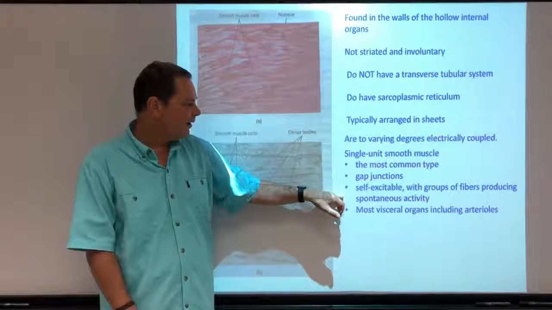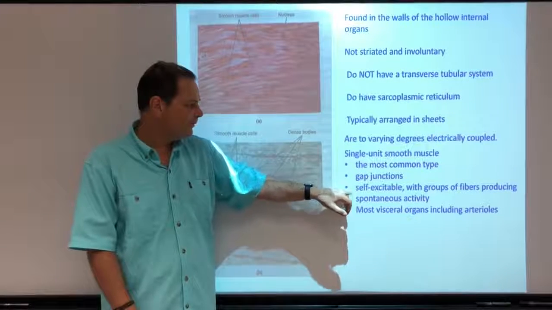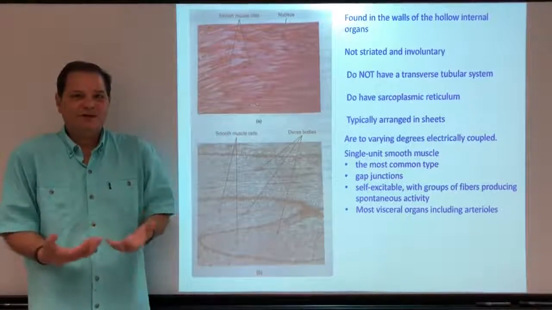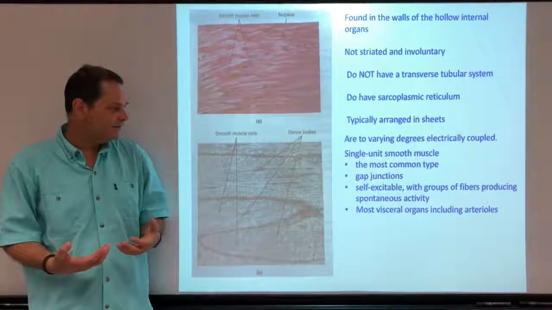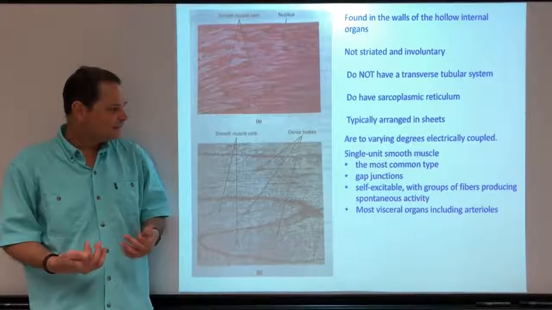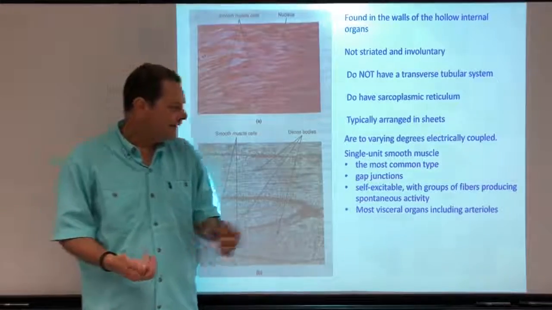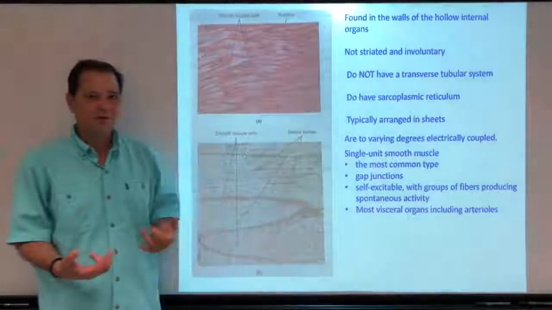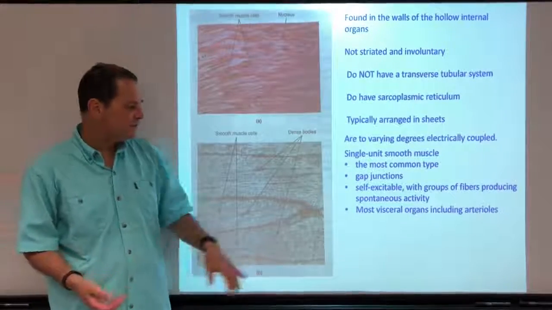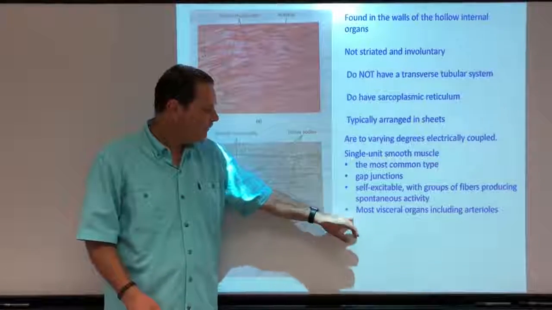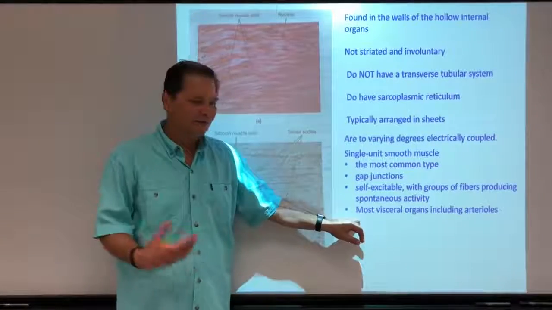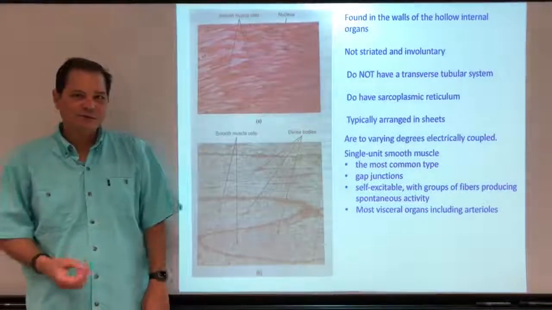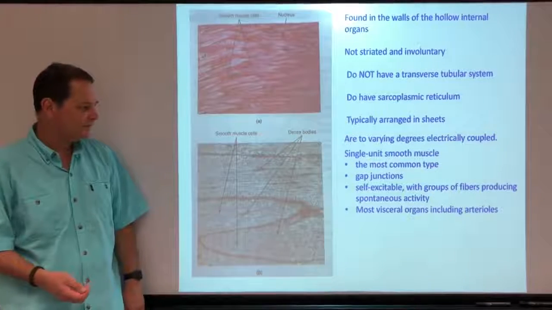Many types of single unit smooth muscle are self-excitable, which means that there are groups of fibers that generate an action potential spontaneously without any neural input. In that respect, they'll act a lot like your SA node in the heart, where you're generating an action potential which sets your heart rate. And it's in most visceral organs like the GI tract and so on. That includes the arterioles, which we'll cover in more detail in the final video in this lesson.